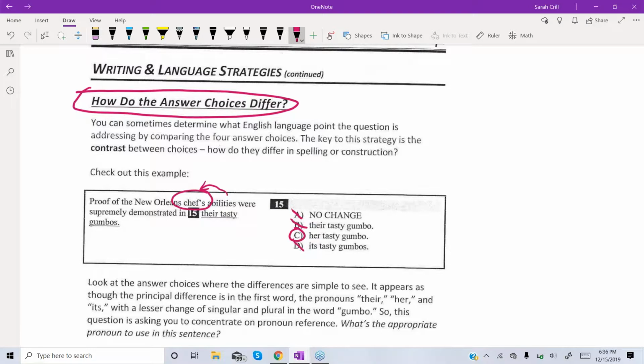People don't normally know what kind of tense of gumbo you will use, but D and A will always be wrong because you never refer to anything as gumbos. You can have one gumbo or multiple gumbo, so you never have an S at the end there. But just doing the other option gets you down to the best answer choice.